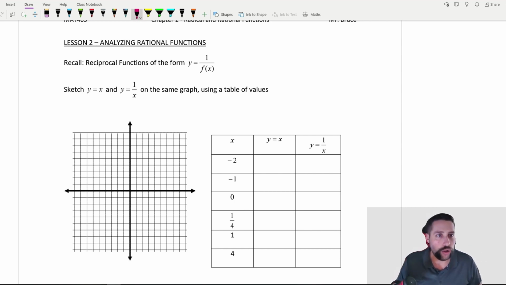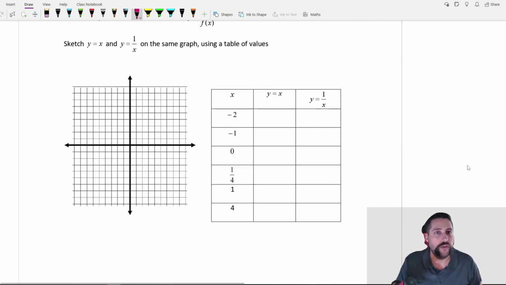So recall a reciprocal function of the form y equals 1 over f of x. What we're going to do first is sketch y equals x and then the reciprocal, y equals 1 over x, on the same graph using a table of values. Okay, so we can fill in the y equals x table of values portion of this first. It's going to follow just like this.